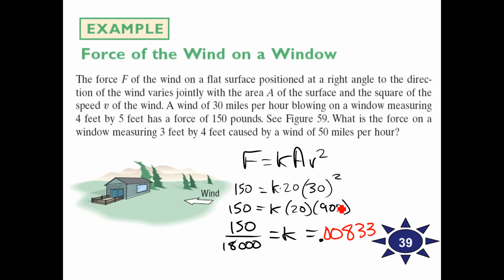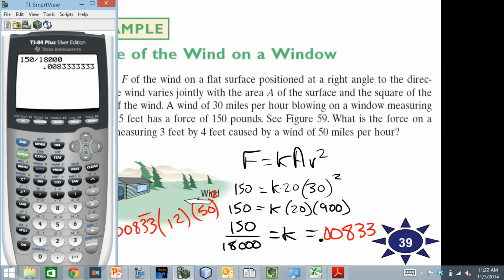.00833. All right, so what is the force on a window measuring 3 by 4 feet? So let's solve this. Force equals, we know our K now, .00833, with the 3s repeating. The area is going to be 12, 3 by 4. And the wind is 50, so we're going to square that. Let's plug it all in and see what we get. So we're going to have .00833 times 12 times 50 squared. And our force is going to be 250 pounds is our unit.